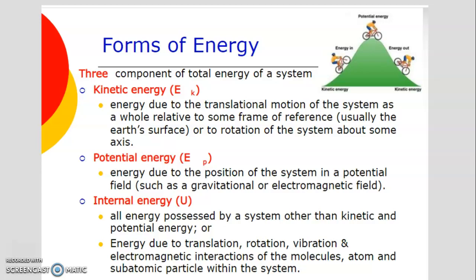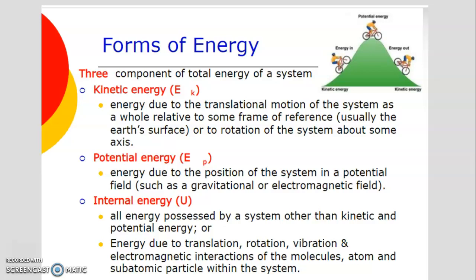Then internal energy. It is all energy possessed by a system other than kinetic or potential energy. Other than both EK and EP, that one is internal energy. Internal energy is defined as or due to translation, rotation, vibration, and electromagnetic interaction of the molecules, atoms, and subatomic particles within the system. In a simple way, internal energy is described as other energy due to molecular interaction.